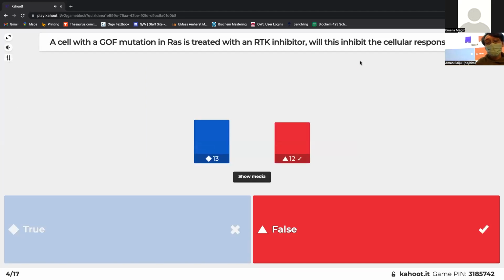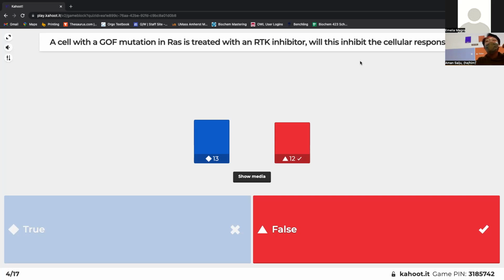Wow, we're split. Okay, so a cell with a gain of function RAS is treated with an RTK inhibitor. Whenever you're posed with these dual mutation questions, identify which mutation is downstream, because that is almost always dominant. So what is downstream in the signaling path? Does everyone know what downstream means? Further along in the pathway. Is RAS downstream of the RTK or is RTK downstream of RAS?